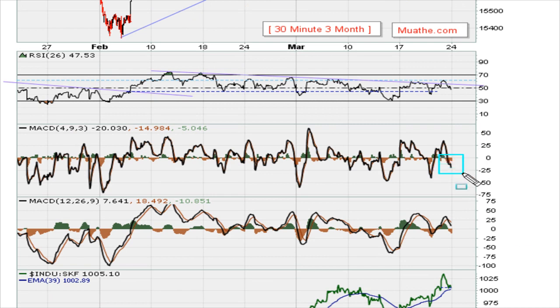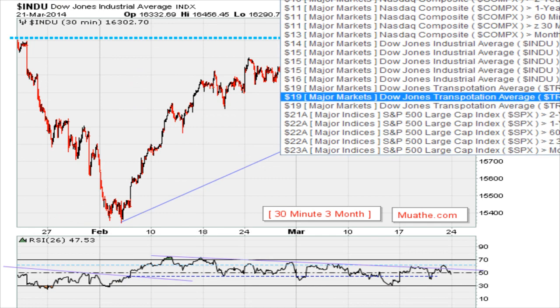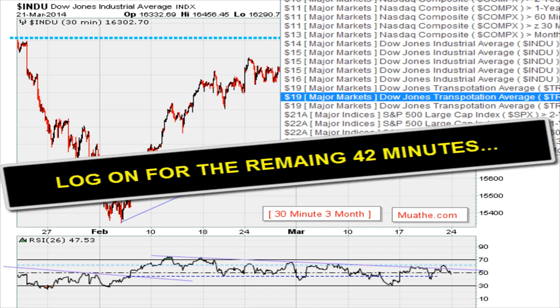And also you see that now we are back below zero here, very close to crossover, and back below zero, which would suggest increased momentum to the downside. Let's take a look at the Dow Transports, and we're going to take a look at the daily.